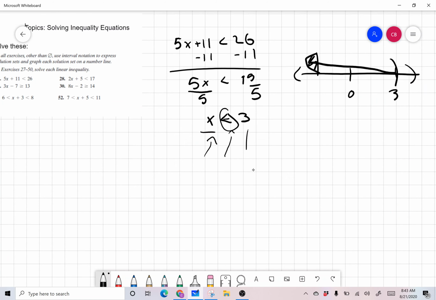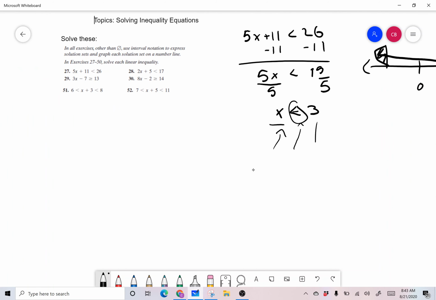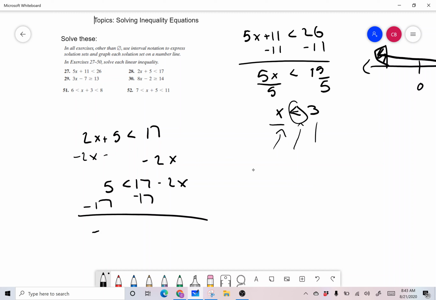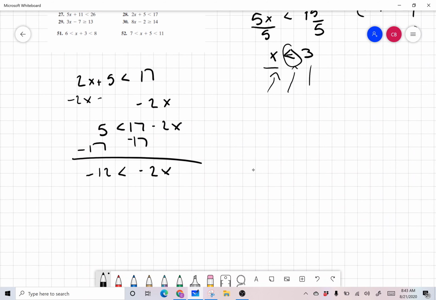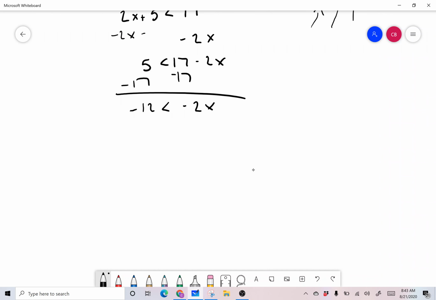So let's do the next one. So we've got 2x plus 5 is less than 17. I'm going to minus 2x. So 5 is less than 17 minus 2x. I'm going to minus 17. That's negative 12 is less than negative 2x. All right, now there is a trick. When x is with a negative number and you divide or multiply, you have to flip this the other way.